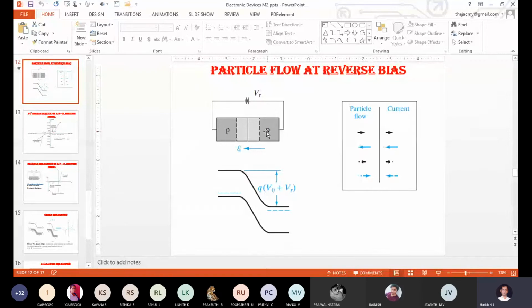So due to the diffusion with respect to majority, drift with respect to minority. Diffusion means the p-type semiconducting material consists of holes as the majority, and n-type consists of electrons as the majority. When you connect p-type to the positive terminal of the power supply and n-type to the negative terminal, all the positively charged carriers will start moving from p-type to n-type, and all the negatively charged carriers will start moving from n-type to p-type. So due to the diffusion, the current will move from p-type to n-type.